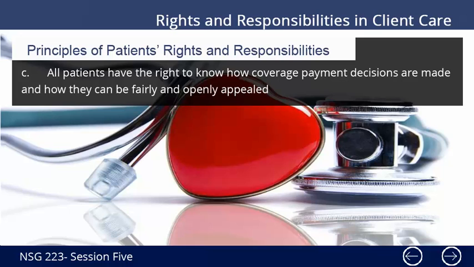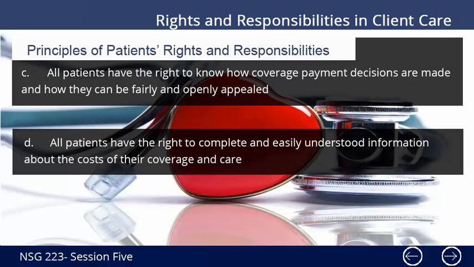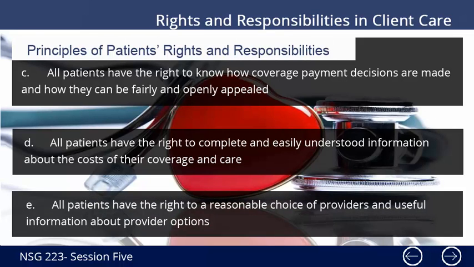C. All patients have the right to know how coverage payment decisions are made and how they can be fairly and openly appealed. Patients are entitled to information about how coverage decisions are made, that is, how medically necessary treatment is determined and how quality assurance is conducted. D. All patients have the right to complete and easily understood information about the cost of their coverage and care. This information should include the premium cost for their benefit package and the amount of any patient's out-of-pocket cost obligations.